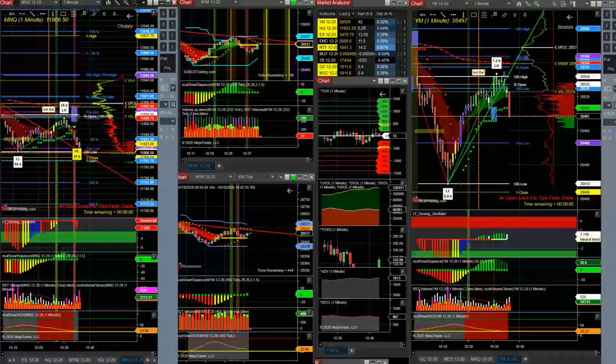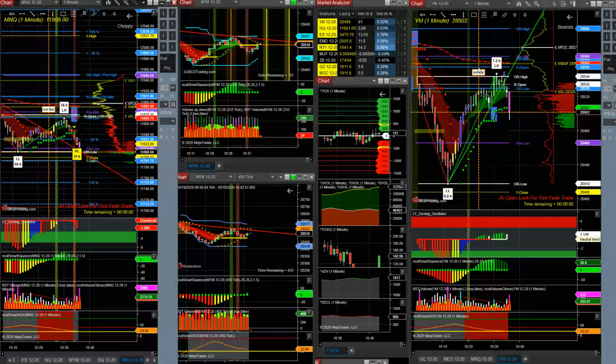We just missed a nice drop here. We got the initial balance where this line is indicated on YM. On YM, the first hour of trading was completed from 9:30 to 10:30.